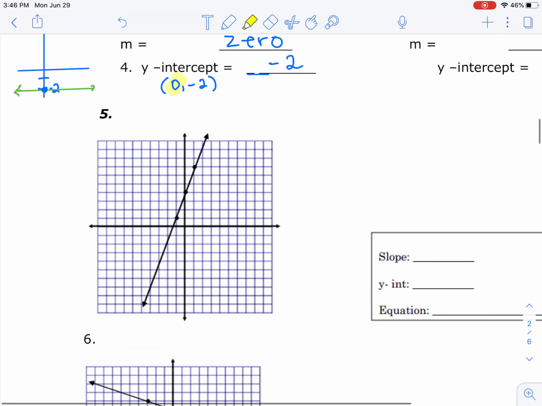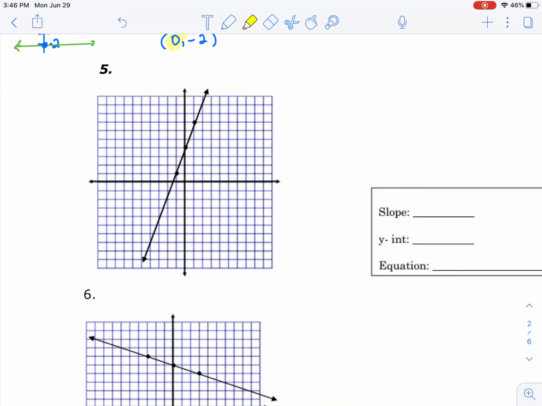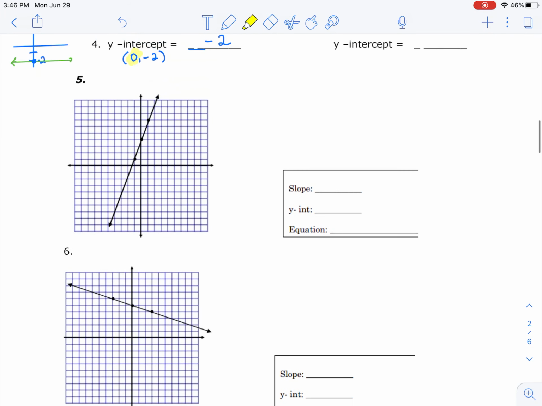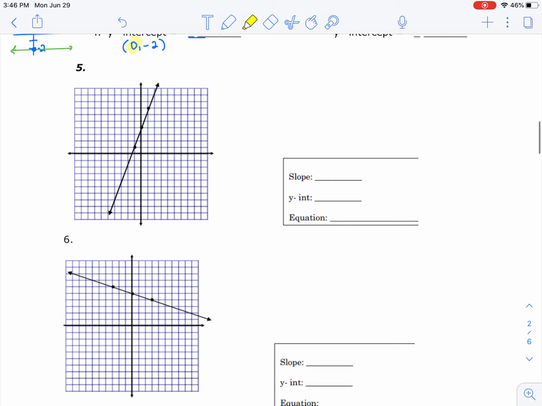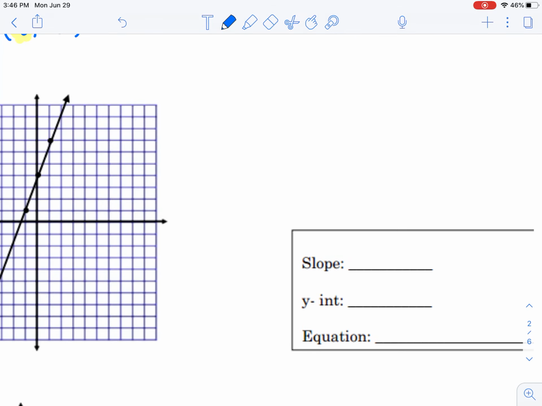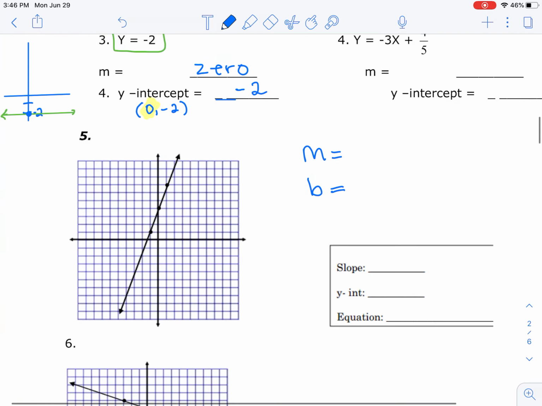Now we're looking at a graph. So in this example, for numbers 5 and 6, we're going to identify the slope, the y-intercept, and write an equation. Now remember, the two things that you need to write a linear equation are m and b. Those are the only things that you need to write an equation. So the first thing I guess I'll go ahead and find is the slope.